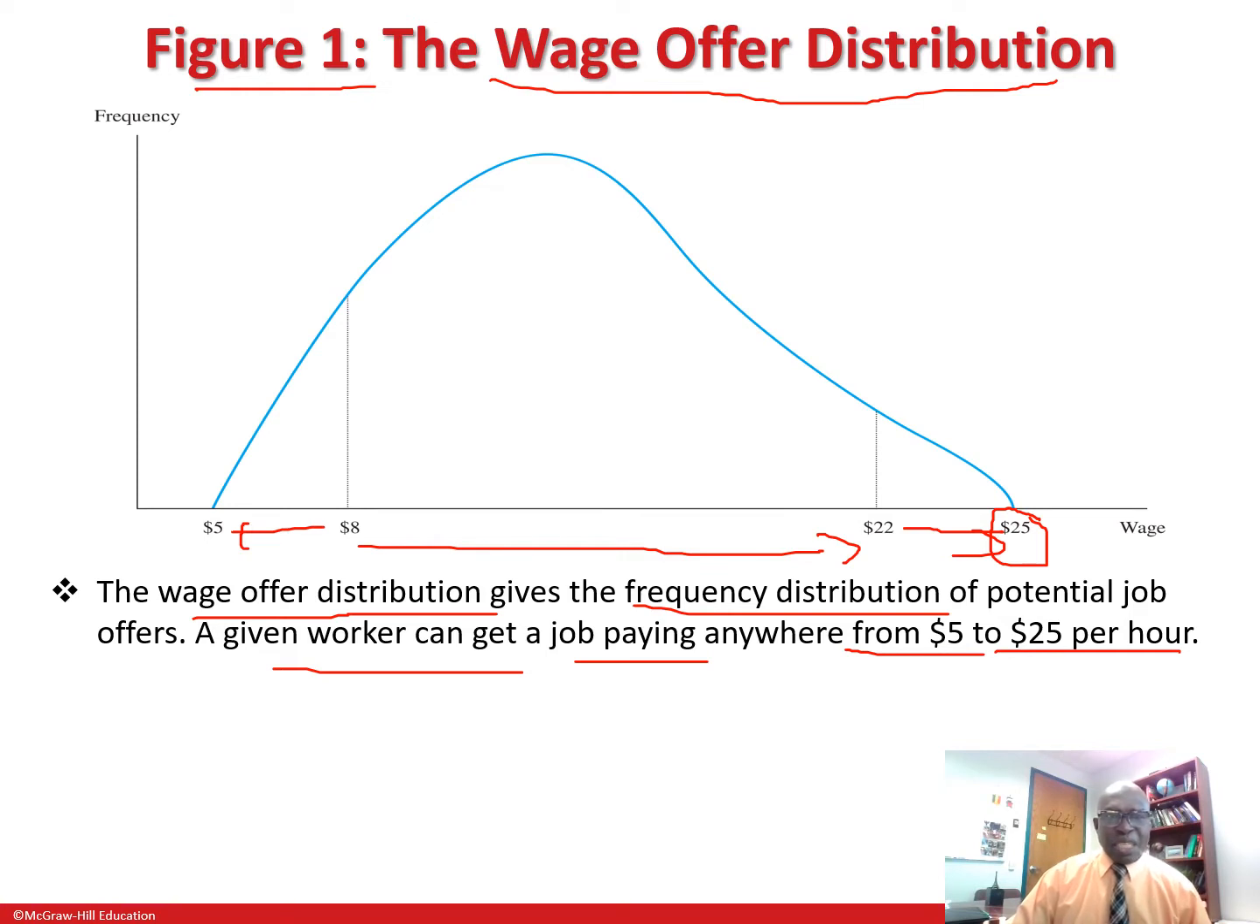We can see that there is a higher probability of getting paid between $8 and $22 an hour, and less probability of getting paid less than $8 or more than $22.